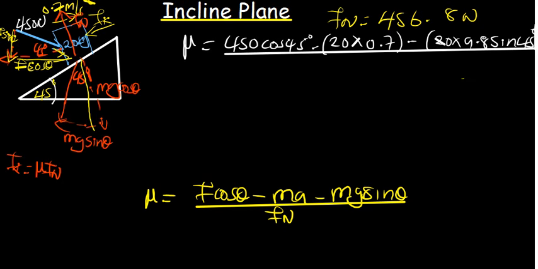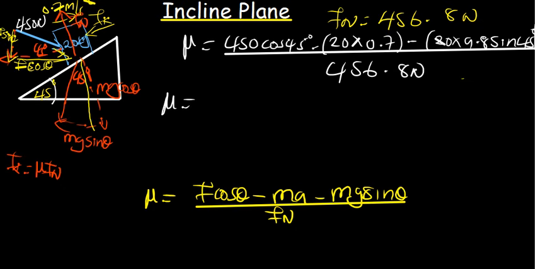Before you even come up with the answer, you know that mu is always less than 1. If you get a mu greater than 1, meaning that is not the answer. Mu is always less than or equal to 1. Here we have the Fn as 456.8 newtons. So there we go, we have mu.